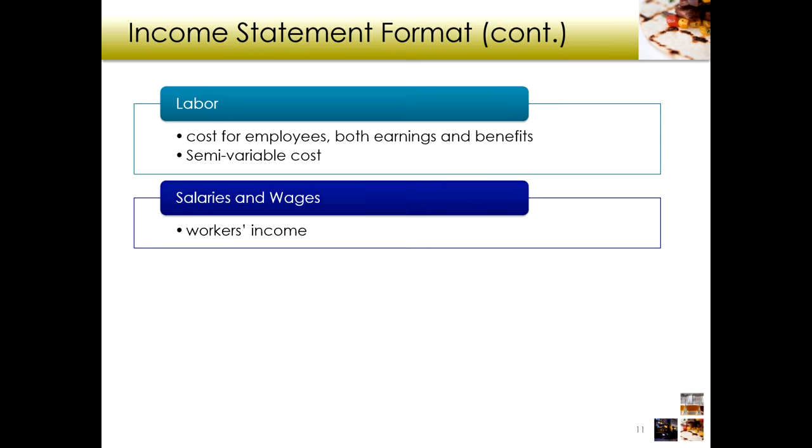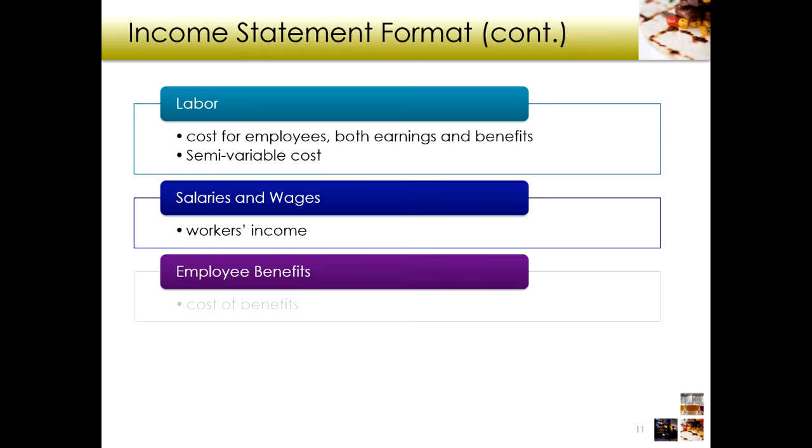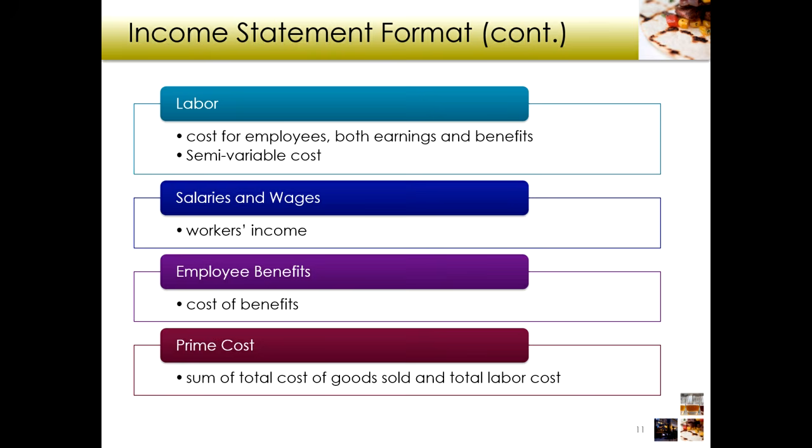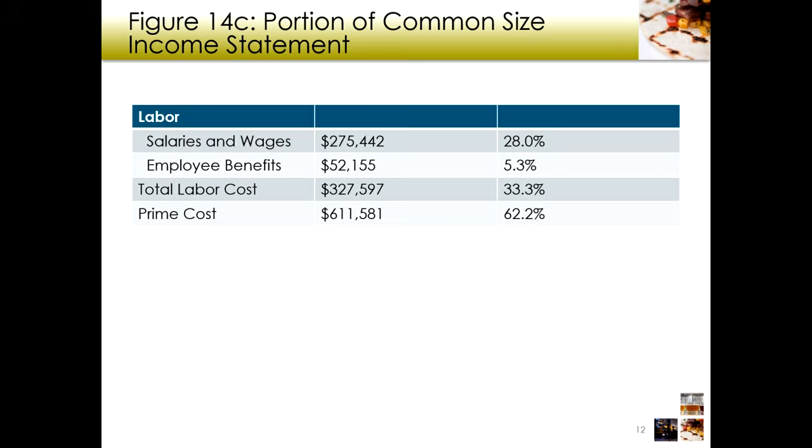Our salaries and wages are going to include our workers' income, and then our cost of benefits, and then we're going to get a total and have another check-in of a prime cost calculation. Our prime cost is going to be our cost of goods plus our total labor, and our total labor is going to include both our salaries and wages and our employee benefits. So we can look at the next section of the profit loss statement here.